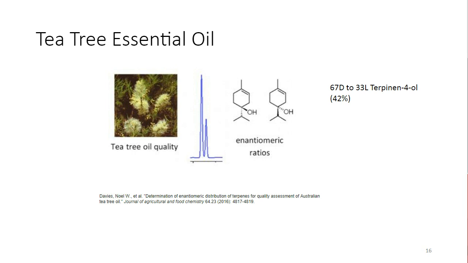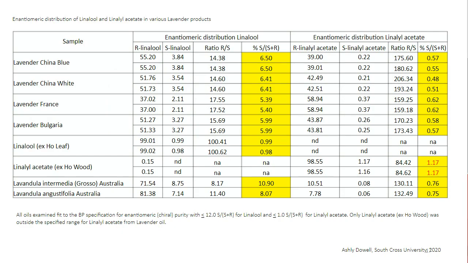And here is an example which shows how the process changes the enantiomeric ratio, and if adulteration happens from linalool or linalool acetate, how it could impact the overall distribution. This sample was run by Ashley Doyle, and one sample was run twice. You can see lavender blue from China. You can see R-linalool measured on the GCMS, next S-linalool measured, and the ratio of R to S. They are expressed in two different units, percentage, and then the ratio of R to S.